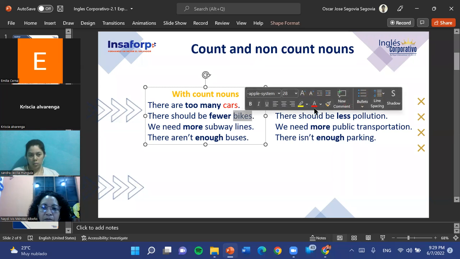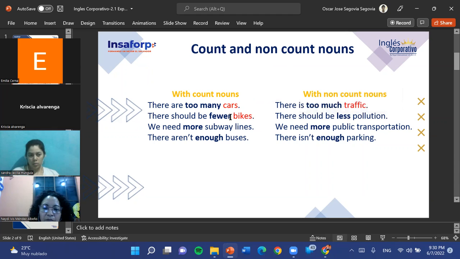Ahora, también esa es una palabra que decidí cambiar, porque aquí también decía cars otra vez, mejor colocar bikes. So, there should be fewer bikes. Esto se refiere a motocicletas. Bikes es una palabra que puede ser utilizada de forma distinta también, dependiendo del contexto, porque también se puede referir a bicicletas, ¿sí? Bikes puede significar motos, así como también puede significar bicicletas. Pero en este caso específico, ¿verdad? Se utilizará para las motos. So there should be fewer bikes.